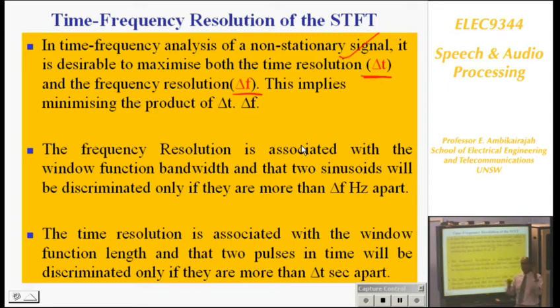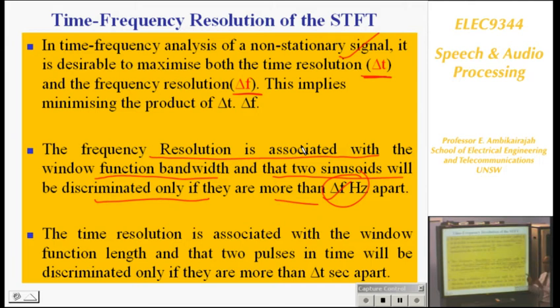That's why you've got time frequency analysis. So some systems have a good time resolution, but very poor frequency resolution. Another one would have a good frequency resolution, but very poor time resolution. So I've explained to you here what time or frequency resolution is. Frequency resolution is associated with the window function. That's the bandwidth, and two sinusoids will be discriminated only if they are more than delta f hertz apart. Time resolution is associated with the window function again.